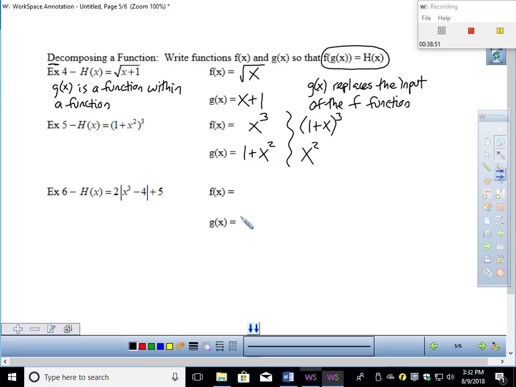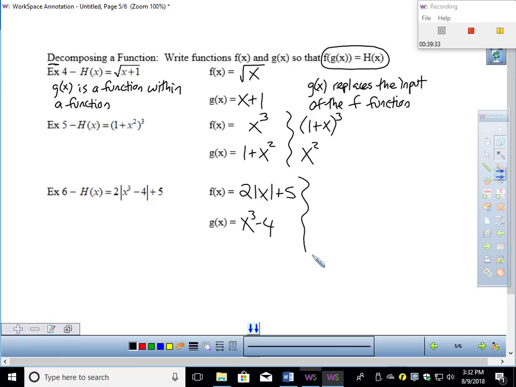X cubed minus 4 is definitely a function within the function. So if I take that out and just replace it with x, so instead of x cubed minus 4, I just put x back in, then it should just be this. That's a great one. Anyone come up with another one?